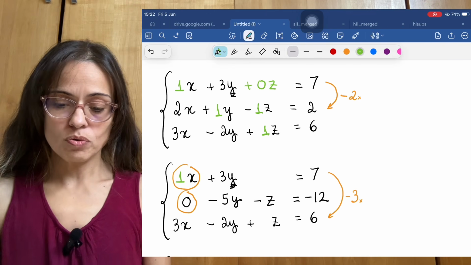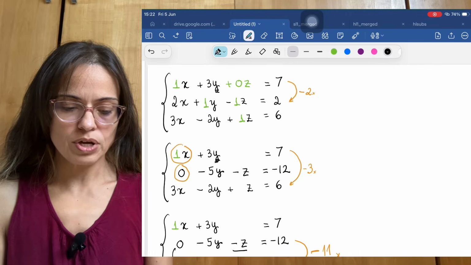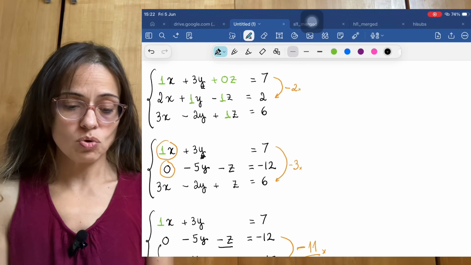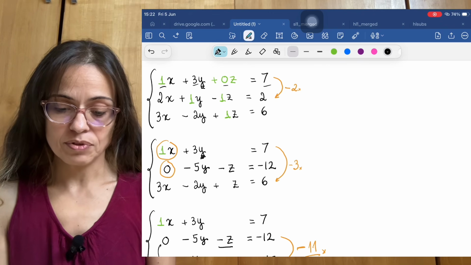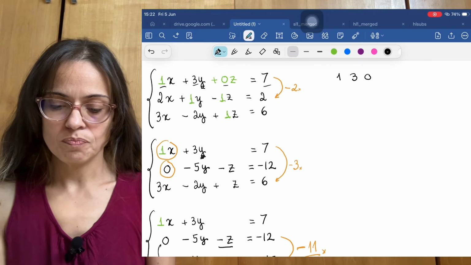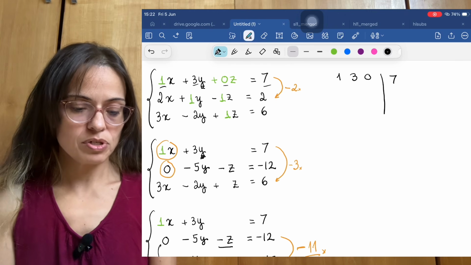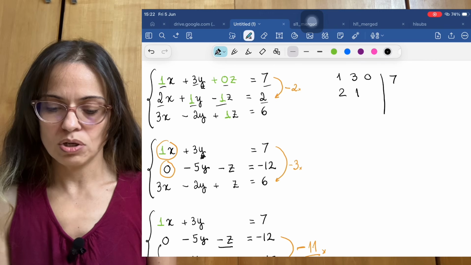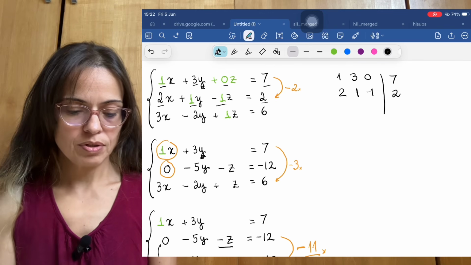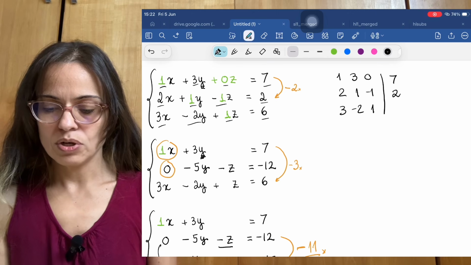So the thing that I am going to do now is that instead of writing those three equations, I am going to write just the coefficients. So 1, 3, 0, and then 7. On the second line, the list of numbers is 2, 1, minus 1, and 2. And then 3, minus 2, 1, 6.